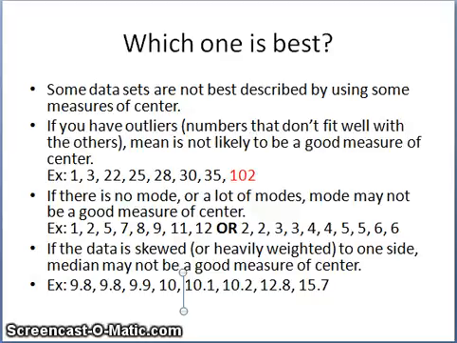Okay. So hopefully that helps you to evaluate which ones are the best to use for different cases. Ask yourself things like, are there outliers? Then mean probably isn't the best. Do I have a lot of modes or no modes? Then mode might not be the best. Is the data pushed kind of to one side or the other? Then maybe median might not be the best.